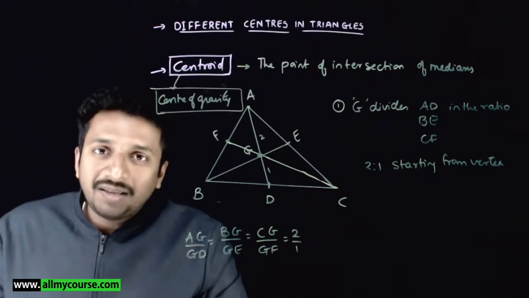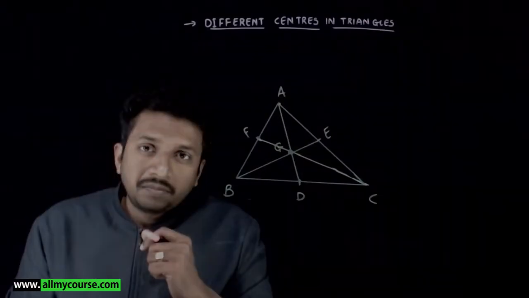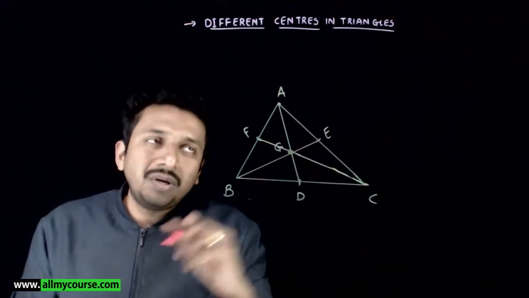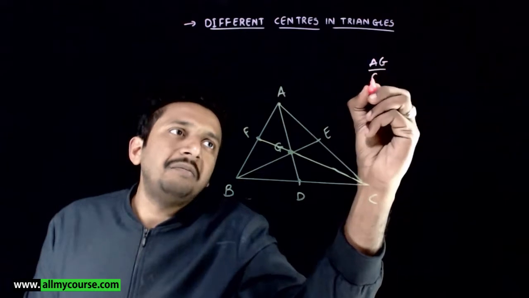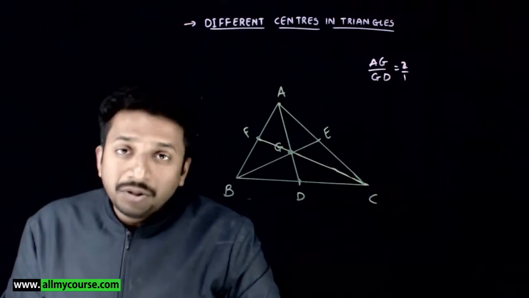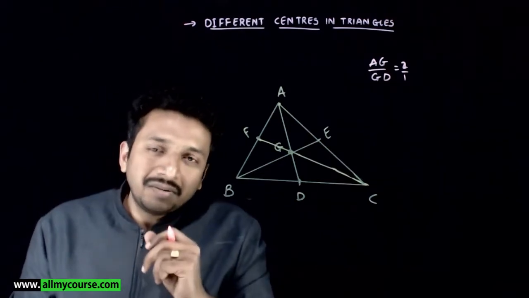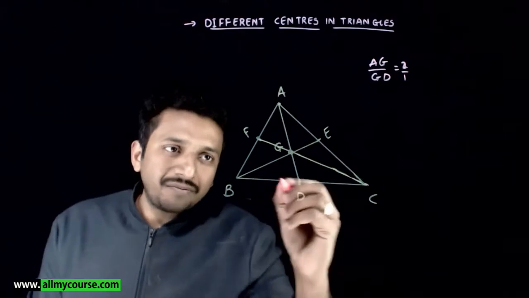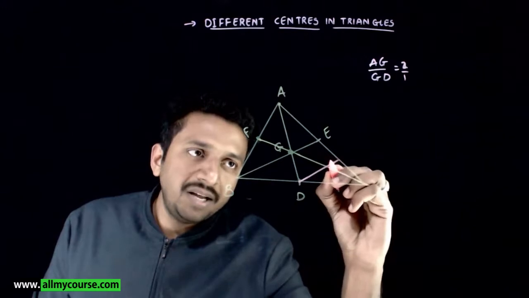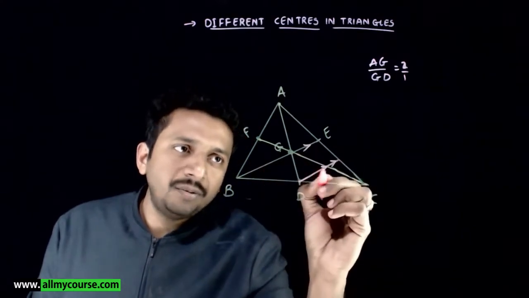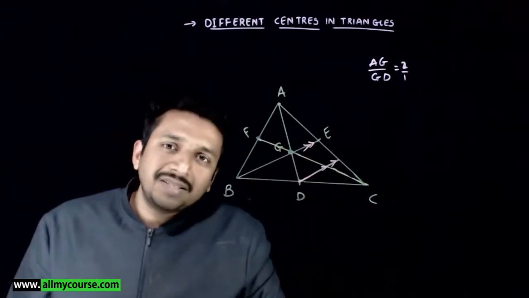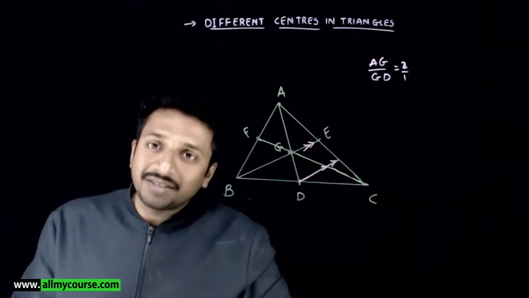So let us see why this property holds. Let us try to show that AG by GD is equal to 2:1. To do that, let us take a construction. The construction that I am going to do is, from D, draw a line parallel to BE. Once you do this construction, you can start deriving your result.